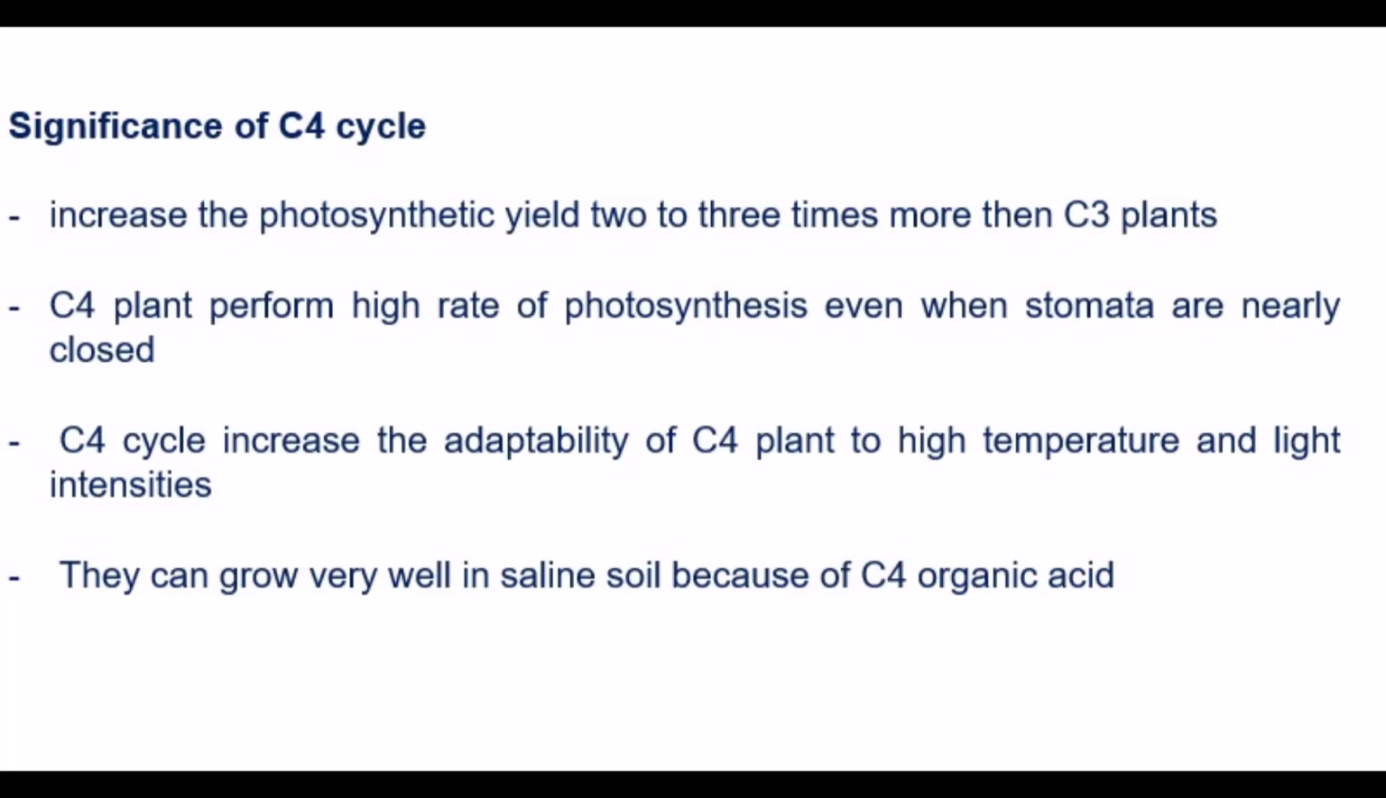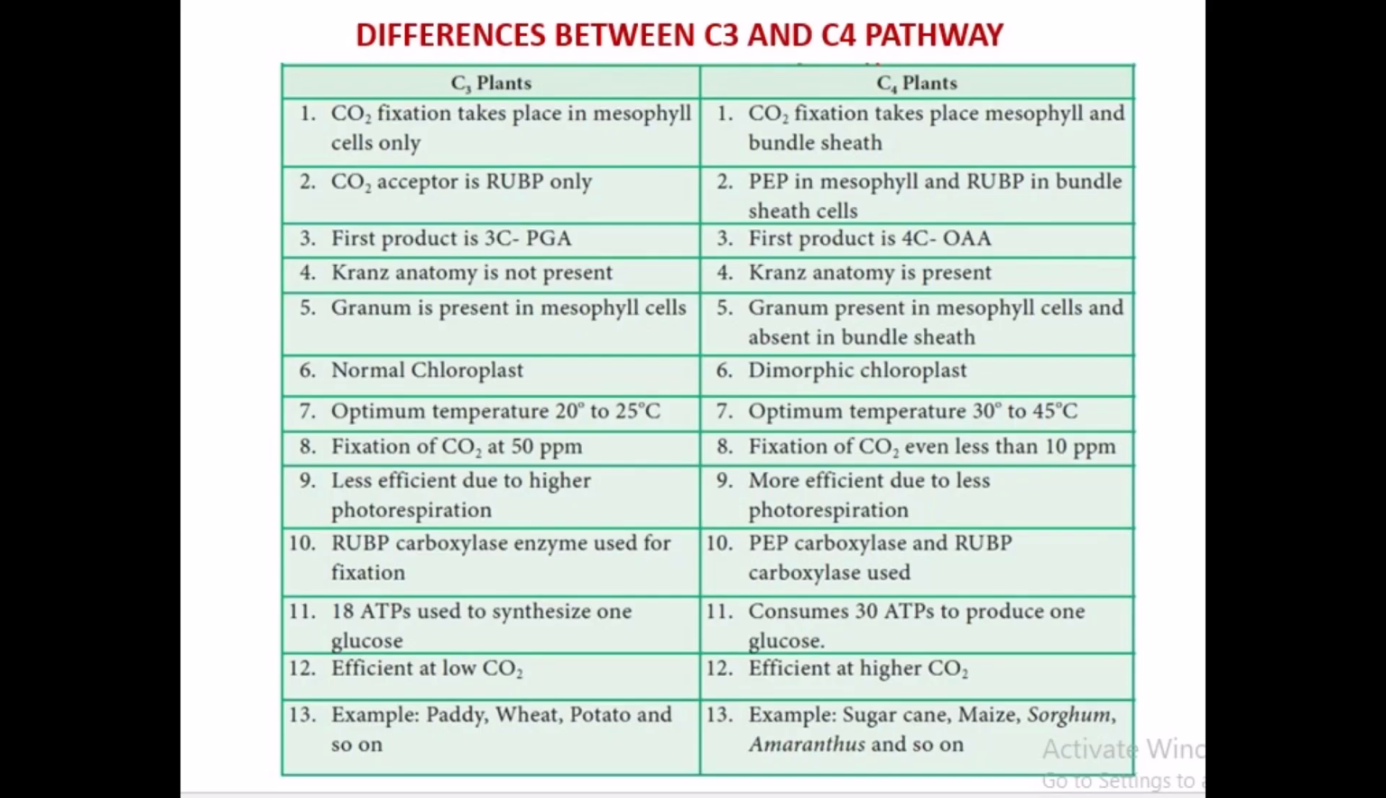Significance of the C4 cycle. One, it increases the photosynthetic yield two to three times more than the C3 plants. C4 plants perform a high rate of photosynthesis even when the stomata are almost closed. The C4 cycle increases the adaptability of C4 plants to high temperature and high light intensities. They can grow very well in saline soil because of the C4 organic acid. In this particular slide, you can take a look at the differences between C3 and C4 pathways.